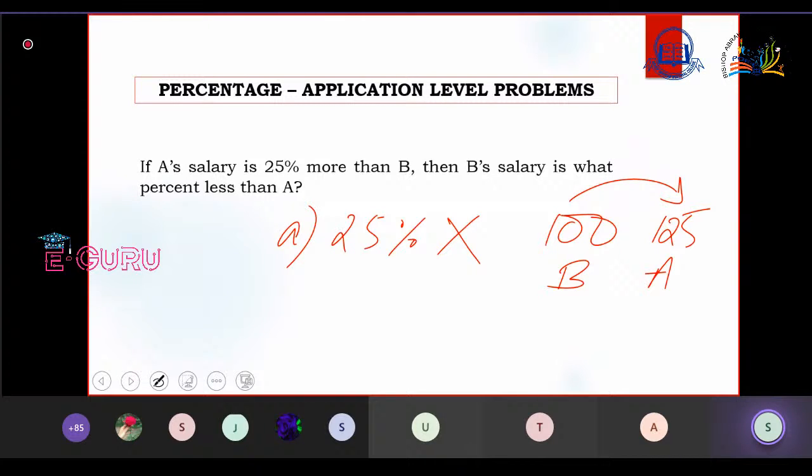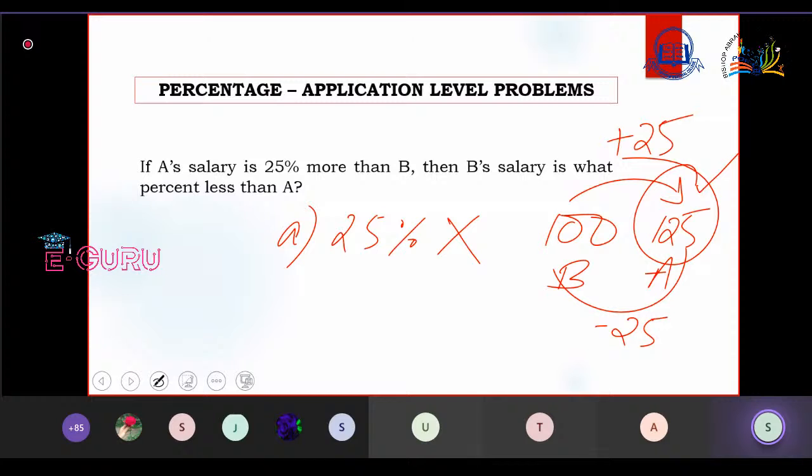Now the question is, B's salary is how much percentage less than A's salary? So in numerical terms, we can say B's salary is 25 less than A's salary. But 25 less comparing to what? 25 less comparing to 125, right? We need to find, comparing to 100, what is the value. So here it is 25 more, that is comparing to 100. But when we are coming back, 25 less, the comparison is with 125 only.